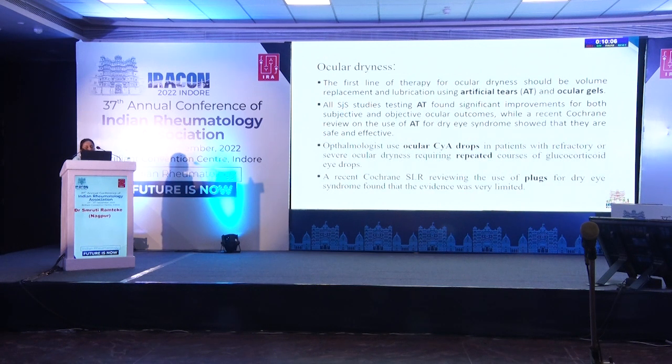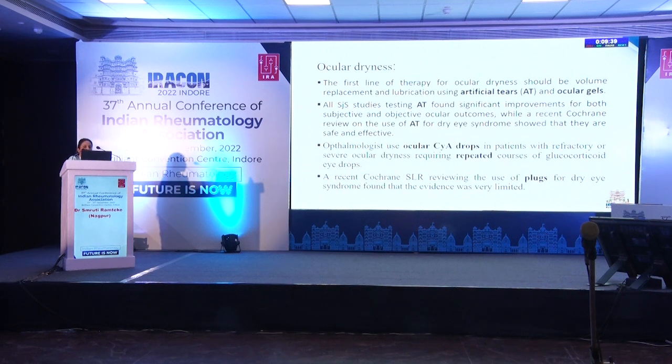For ocular dryness, the first line of therapy should be volume replacement and lubrication using artificial tears and ocular gels. All Sjogren's syndrome studies testing artificial tears found significant improvement for both subjective and objective ocular outcomes. A recent Cochrane review on the use of artificial tears for dry eye syndrome showed that they are safe as well as effective.